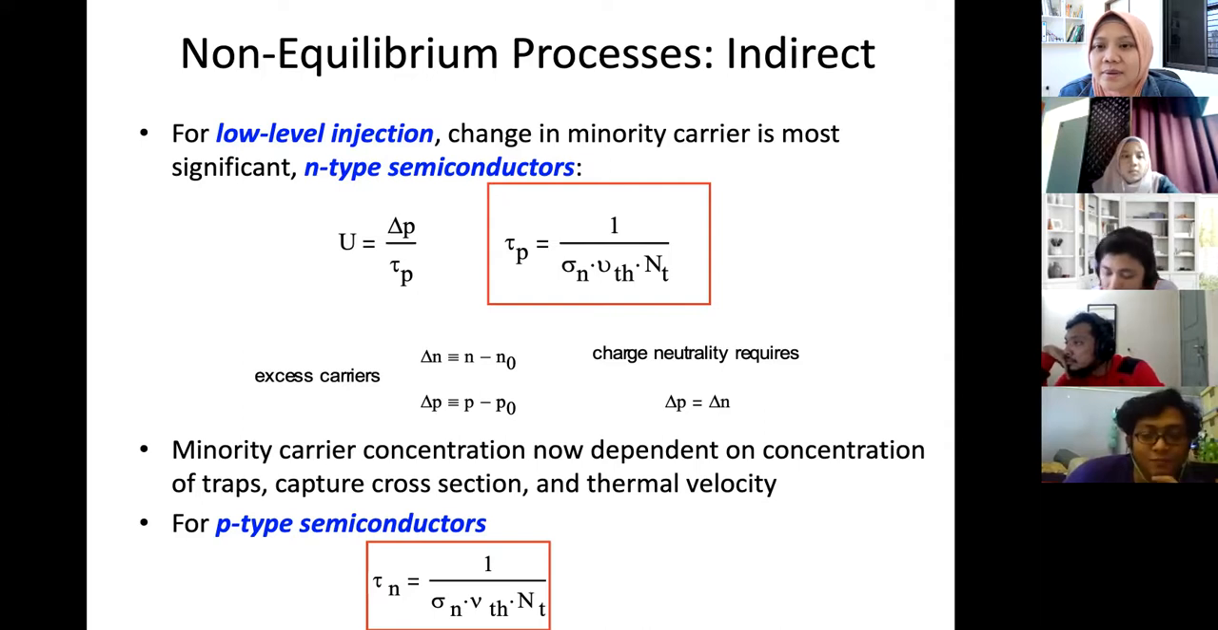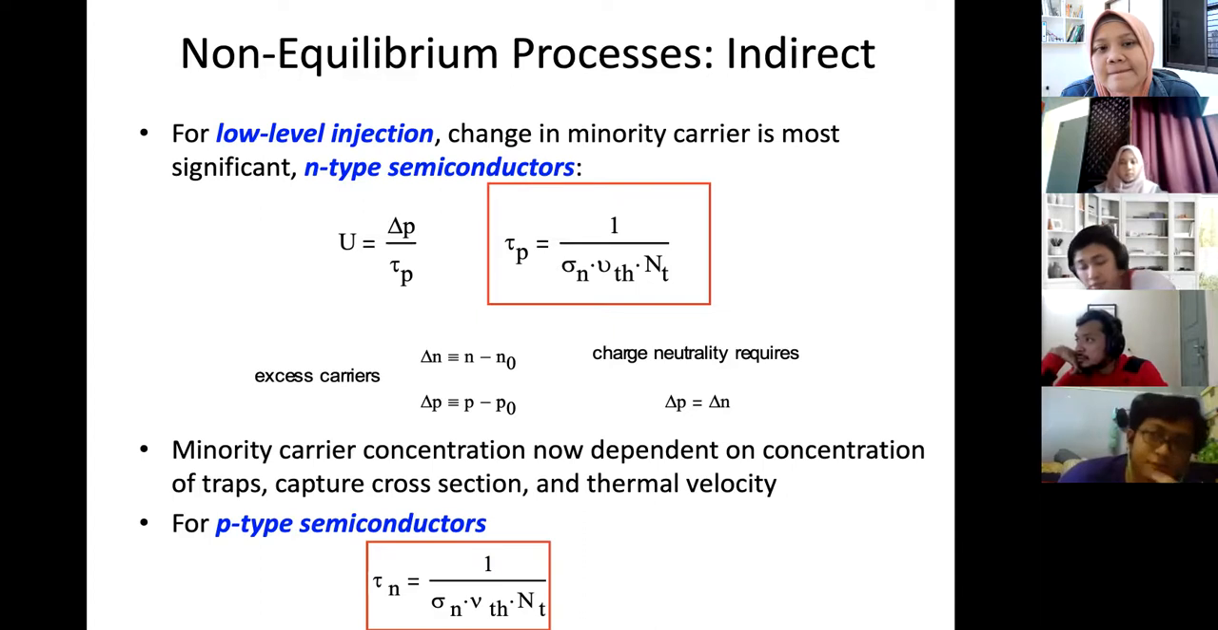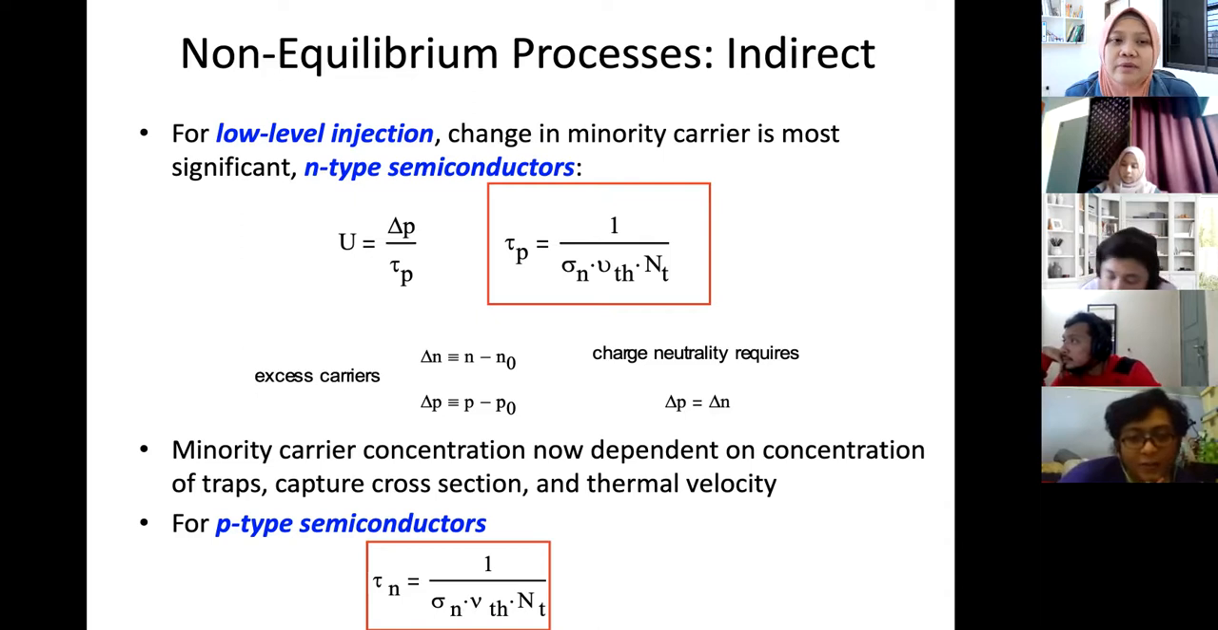So? Who wants to answer? Why when we have a lot of traps or defects, the lifetime reduces? Easier to recombine. So when you have more traps, the probability for recombination will be higher. So therefore, you will lose more of the free carriers soon. Therefore, the lifetime reduces. Okay.